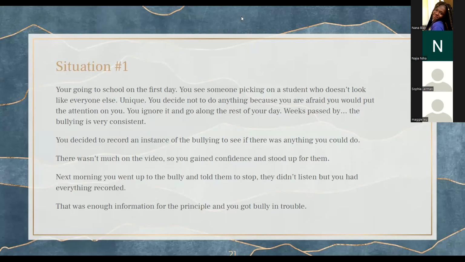There wasn't much on the video, but you gained confidence and stood up for them. Next morning, you went up to the bully and told them to stop. They didn't listen to you, but you already have a recording. That was enough information for the principal to get the bully in trouble.